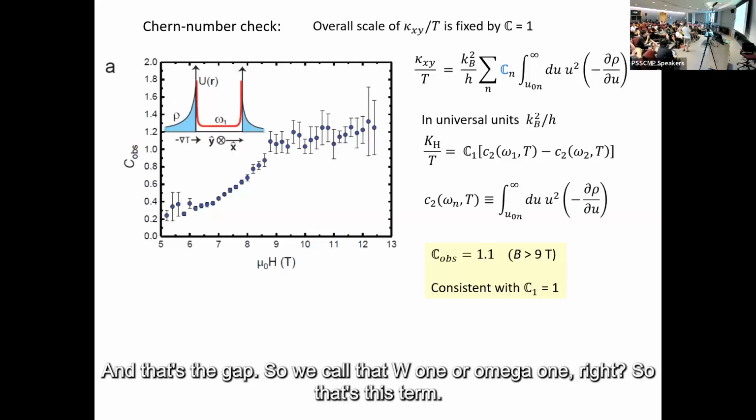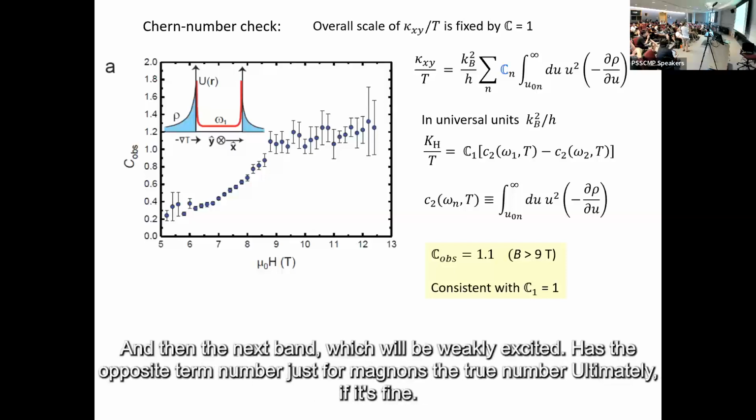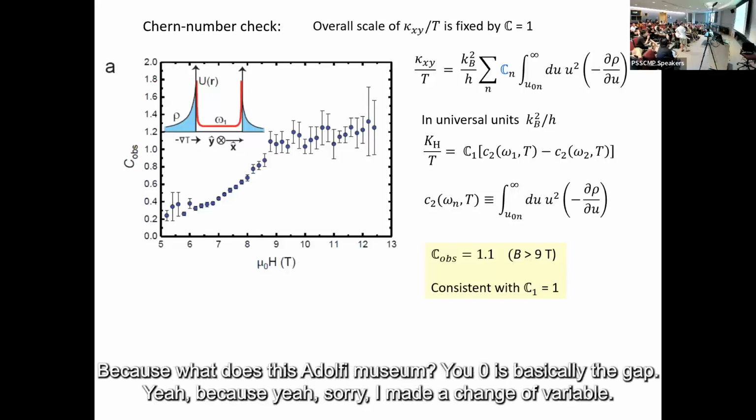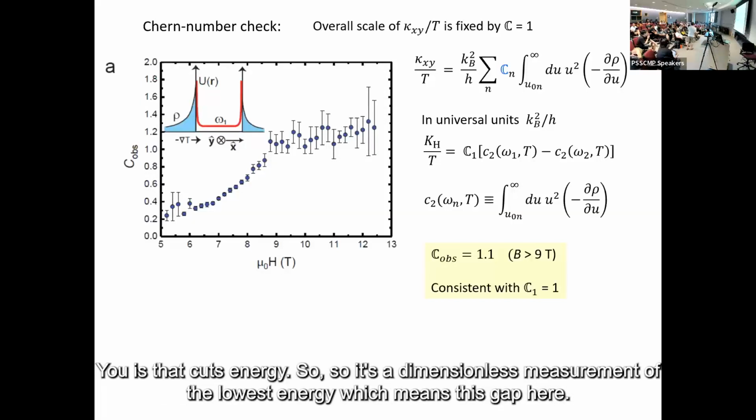So we call that omega 1, right? So that's this term. And then the next band, which will be weakly excited, has the opposite Chern number, because for magnons, the Chern numbers alternate if finite. So it's 1 here and minus 1 here. C2 is just a mathematical name for this particular function. What is this cutoff U0? U0 is basically the gap. Sorry, I made a change of variable. U is beta times energy. So it's a dimensionless measurement of the lowest energy, which means this gap here.